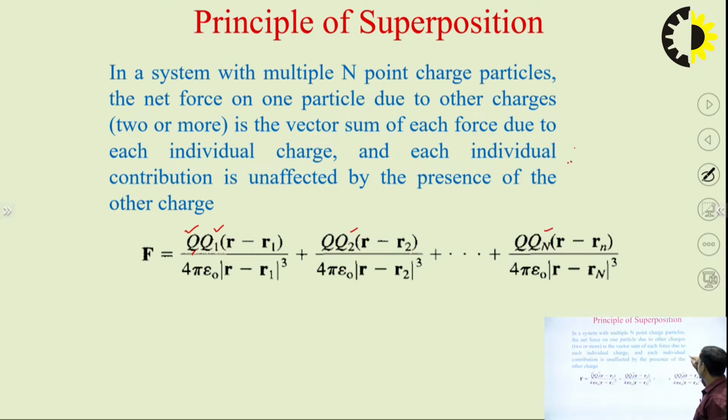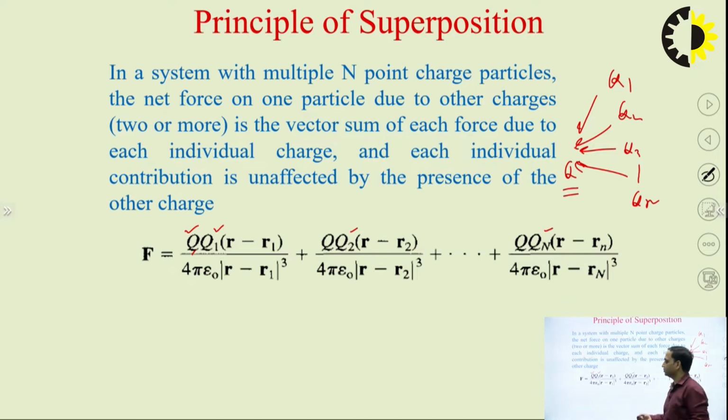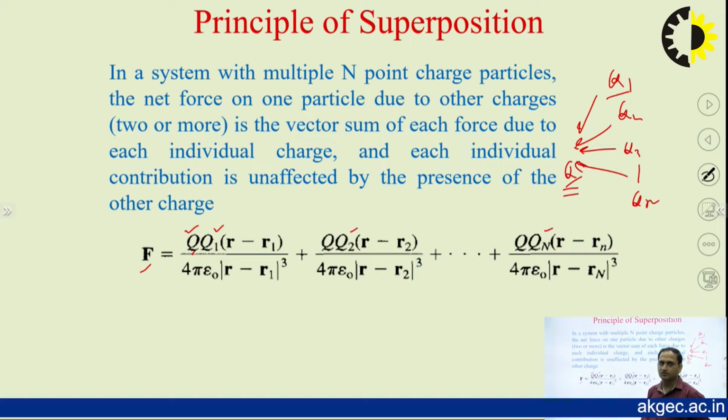Just for example, if we have this charge q and the different charges q1, q2, q3 up to qn, I want to find the force exerted on this particular charge due to these different charges. For that we use the principle of superposition. It is given by q q1 (r minus r1) upon 4 pi epsilon naught, magnitude of r minus r1 whole cubed, plus q q2 (r minus r2) upon 4 pi epsilon naught, magnitude of r minus r2 to the power 3, and so on. This is the principle of superposition.